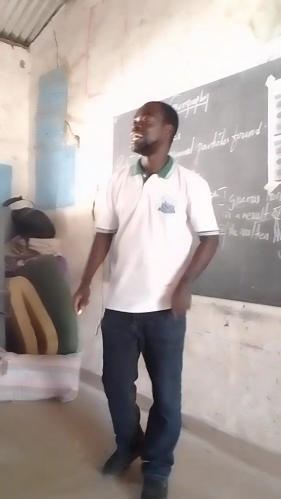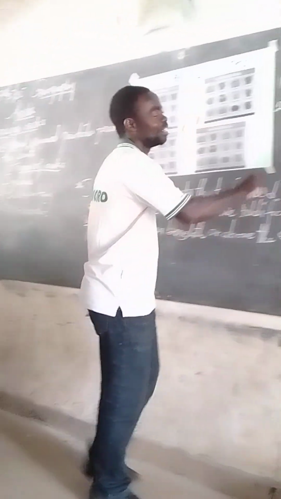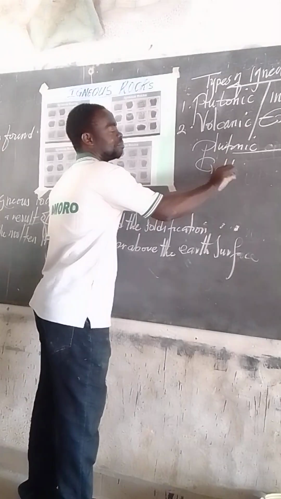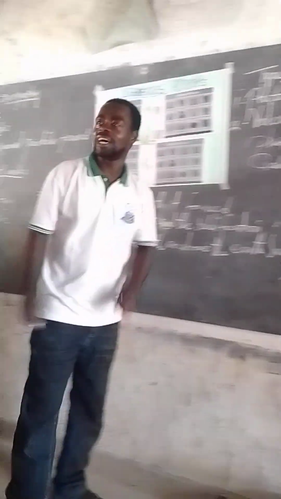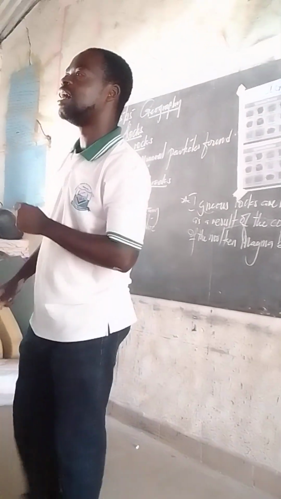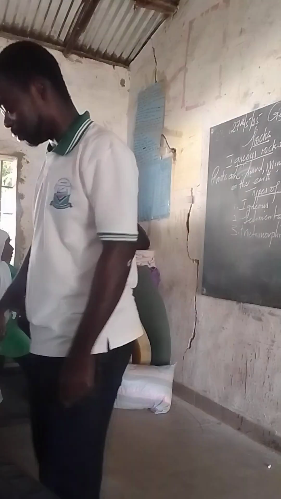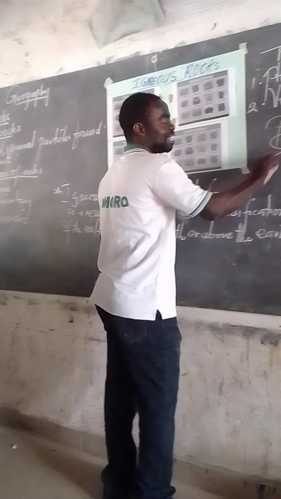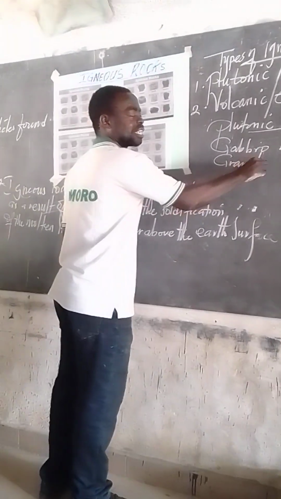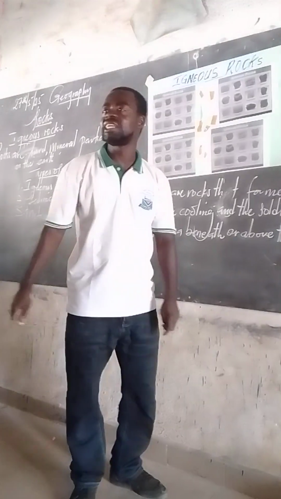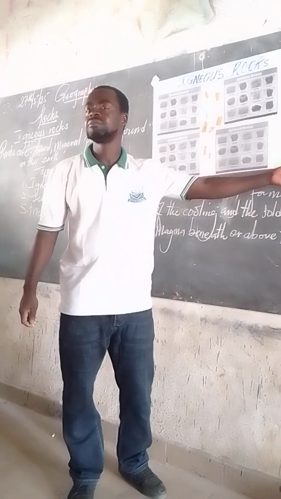Class, gabbro. Where does it fall? Plutonic. Thank you. Gabbro is a plutonic rock. Can you give me other plutonic rocks that you know? Granite. Thank you very much. You have granite. Can we have one class? You stop the noise, please. Give me another one.